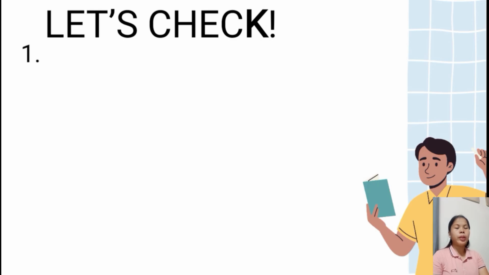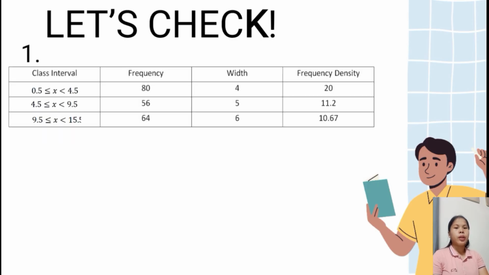For number 1, we are asked to identify the modal class. So now this is our answer. Our width here from 0.5 to 4.5 would be 4. So next is 5 and 6. So 80 divided by 4 would be 20. 56 divided by 5 would be 11.2. And 64 divided by 6 would be 10.67.